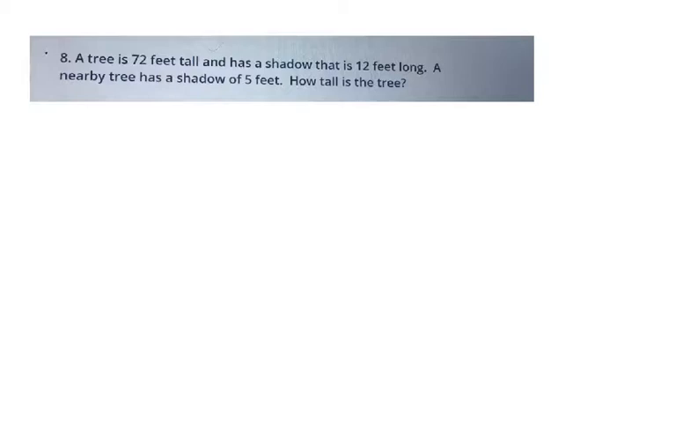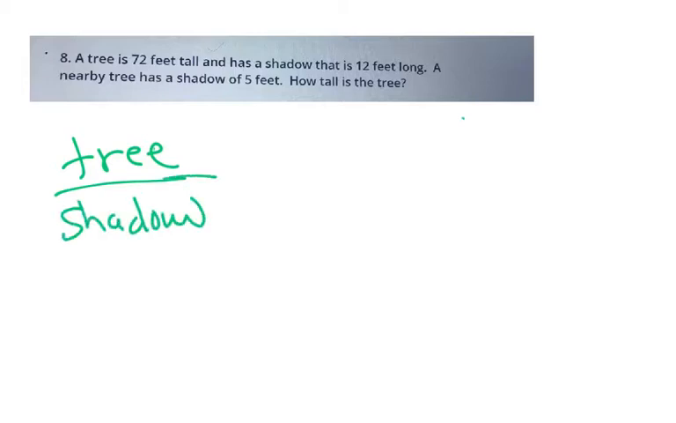Here's a word problem for you. A tree is 72 feet tall and has a shadow that is 12 feet long. A nearby tree has a shadow of 5 feet. How tall is the tree? Okay, so I'm just going to set up a proportion here. I'm going to say tree to shadow, because those are the two things we're talking about. A tree is 72 feet tall, and its shadow is 12 feet.